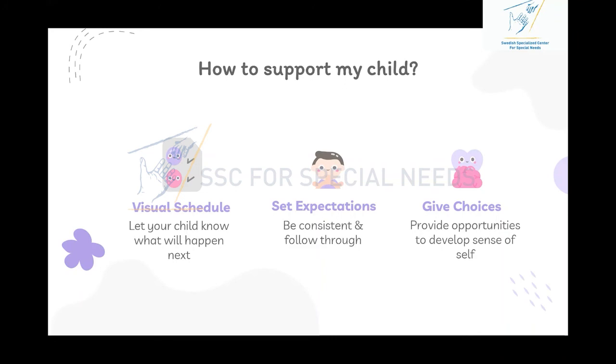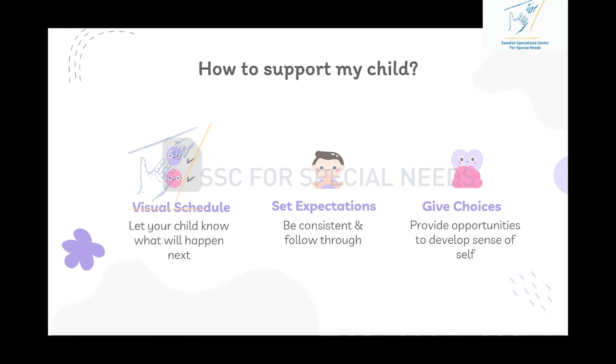They will know when to expect it and know when the task will end. The second one is set expectations, be consistent, and follow through. For example, if you tell your child that he gets to have a cookie after finishing his homework, do give him the cookie. If you promise to play with him, do play with him. So if you do this consistently, your child will come to know what is expected and will believe in what you say.